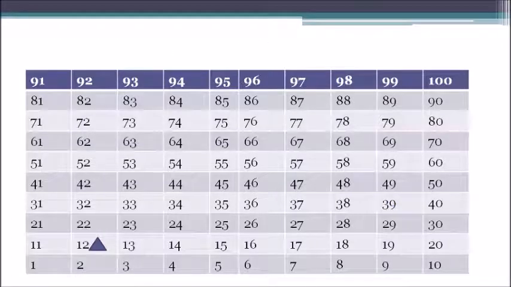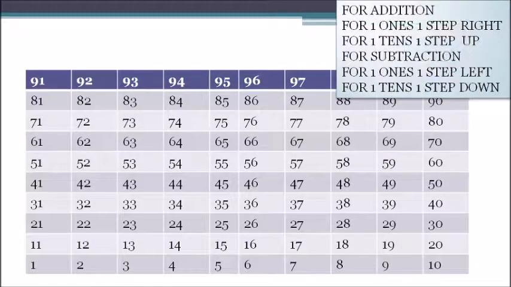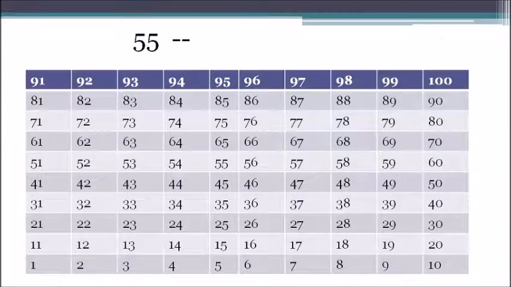Before starting the next round, let's recall the basic rules of this game. Okay, we know in case of addition, for 1 ones we take one step towards right, for 1 tens we take one step up, and in case of subtraction, for 1 ones we take one step towards left, and for 1 tens we take one step down. Let's do a question. The first number given is 55 minus the second number 10.